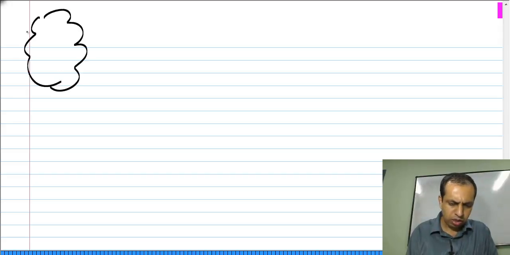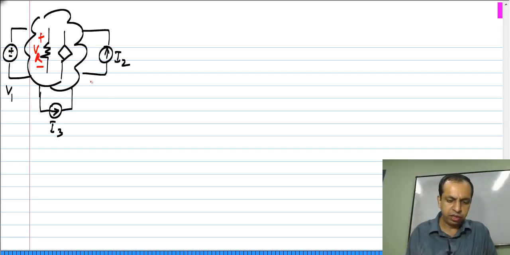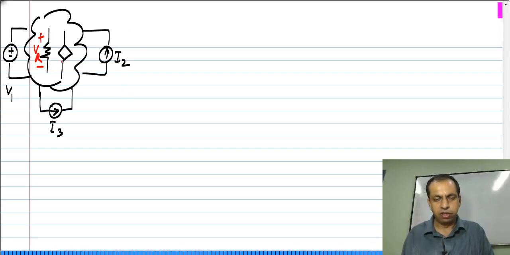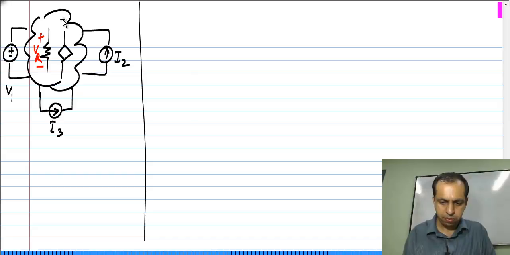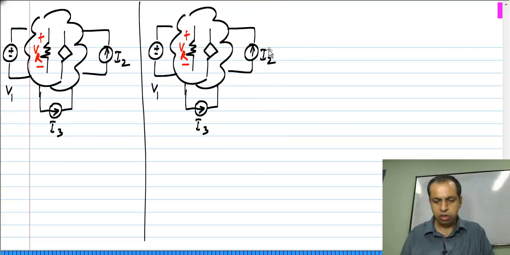In other words, I have some VR here. So, instead of analyzing the circuit with 3 independent sources together, what I do instead is first analyze the circuit with only V1 being active. Now, what does this mean?